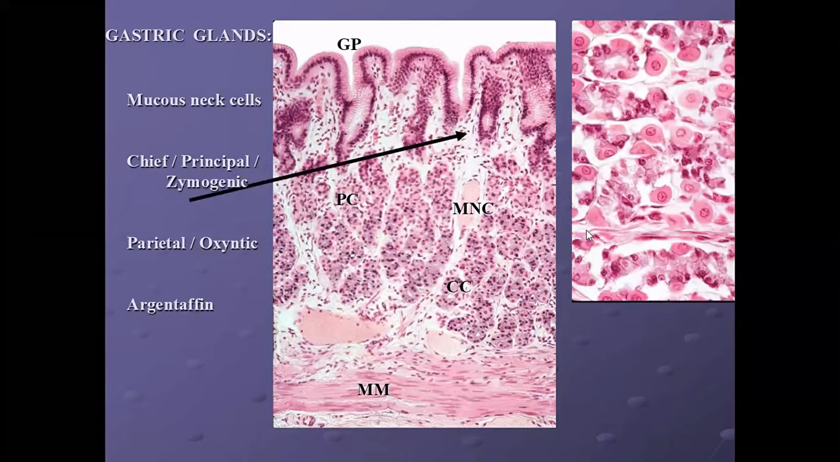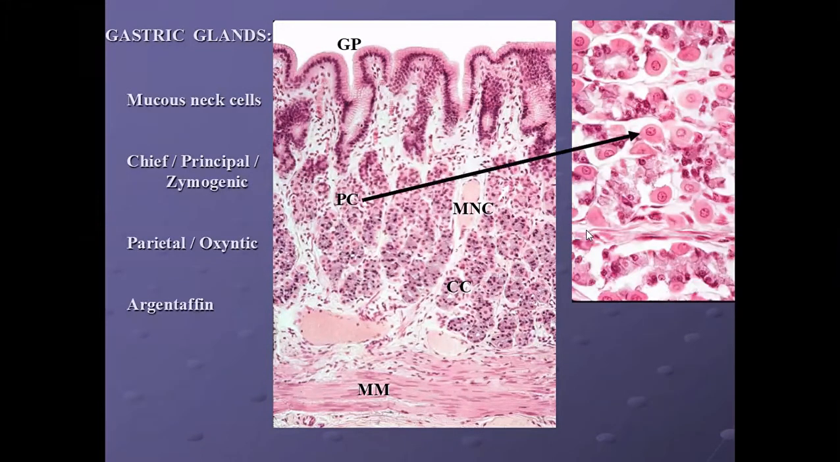Again, that would be your principal cells. Then you have your parietal or oxyntic cells. Take note of the color. It's H&E staining. And you have here the nucleus, thin. Cytoplasm is basically clear. Now compare it with your parietal. It's not clear, no?